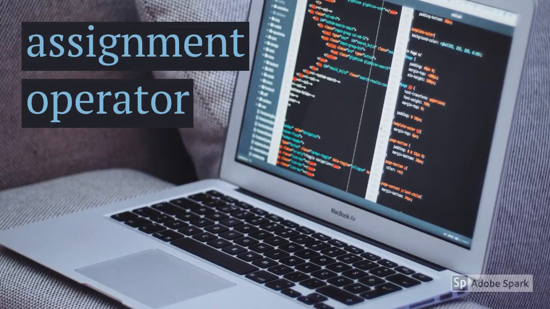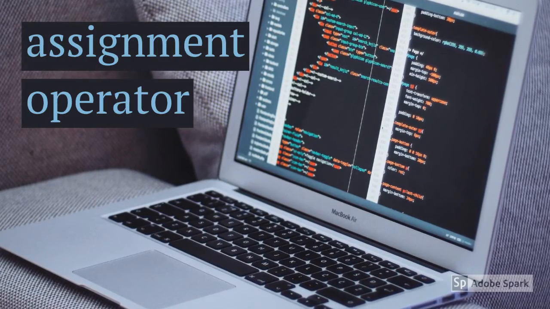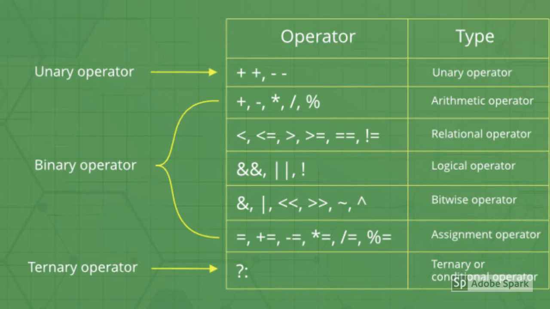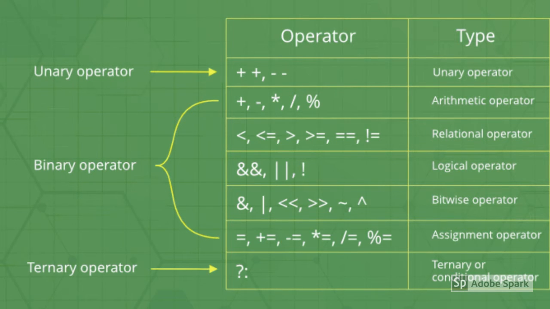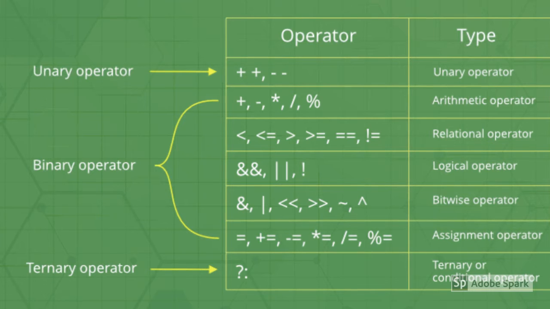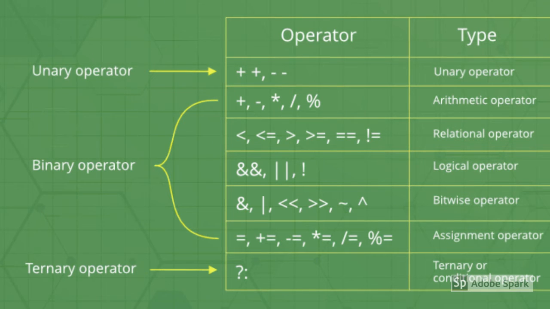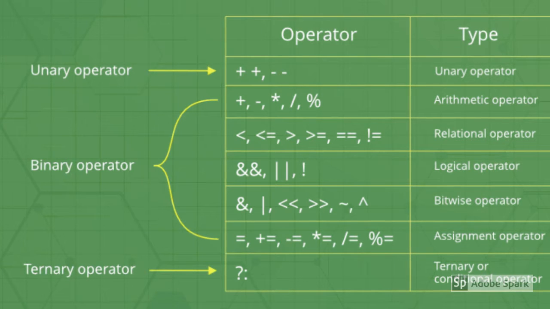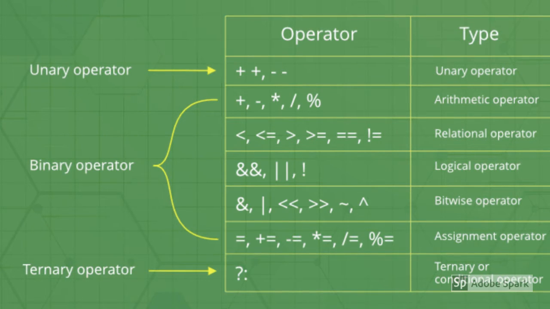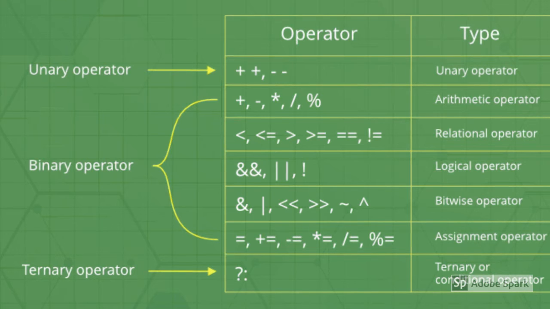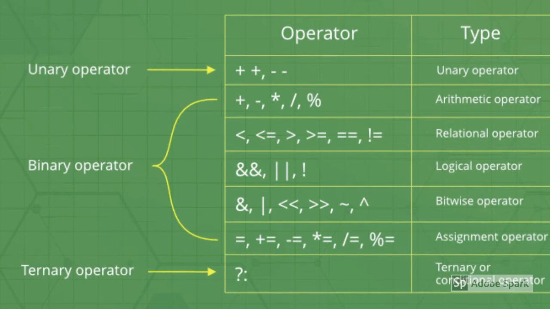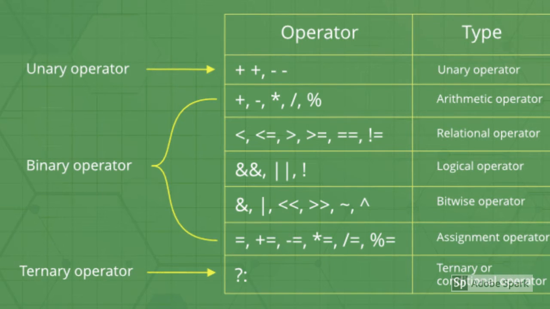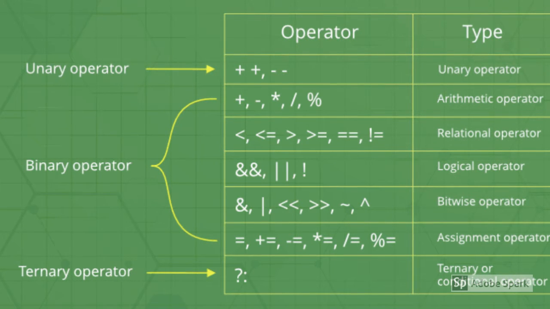The second thing we'll be going over is assignment operator. Assignment operators are used to assigning value to a variable. The left side operand of the assignment operator is a variable and the right side operand of the assignment operator is a value. The value on the right side must be of the same data type of the variable on the left side, otherwise the compiler will raise an error. There are different types of assignment operators, as you can see on this table.